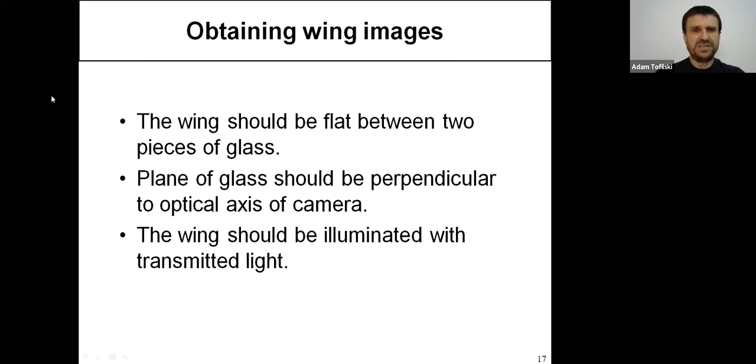So when you obtain the wing images, it's important to get good quality and to avoid some distortions. So it's important that the wing is flat, because normally it's not perfectly flat. And if you don't put it under glass, it can be twisted. And on the twisted wing, the angles and the distances will be different. And also, I think it's important to use transmitted light, not reflected light. And also it's important to make the image perpendicular to the surface of the wing. Because if you take the image from an angle, the angles and the distances can change.